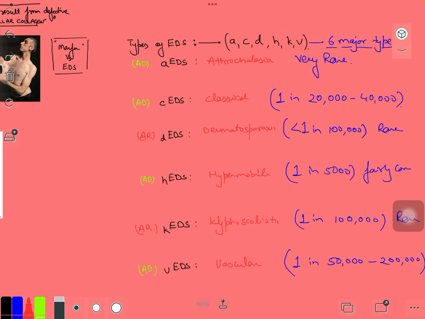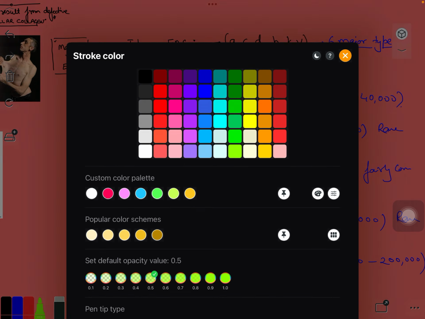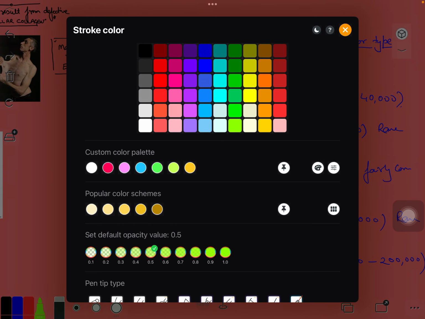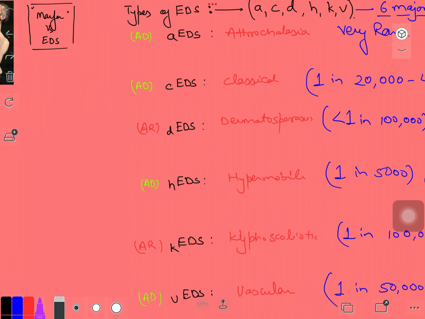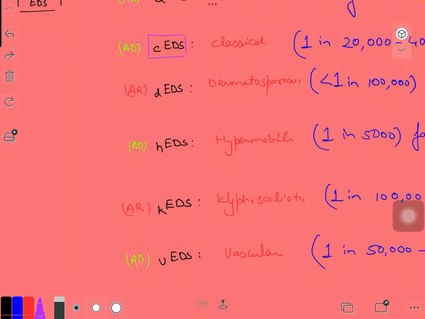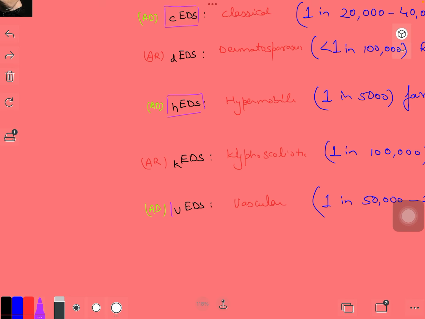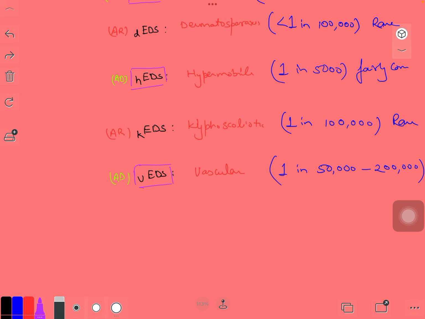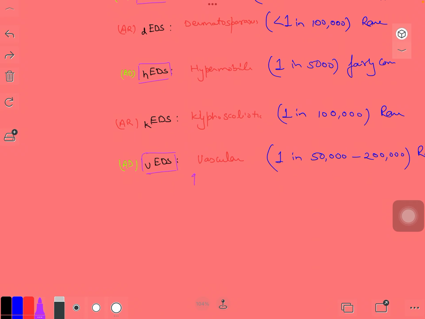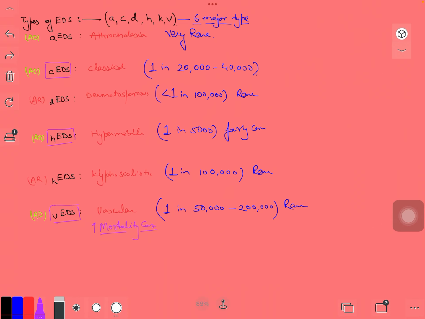I told you that among these six major types, few are more common. Which ones are they? At least remember a few of them. The C type, the classical type, the hypermobile type, and the V type. Why V type? Even though it is so rare, among all the variants the vascular one has the highest amount of mortality cases, because as the name suggests, the vascular structures are more affected.